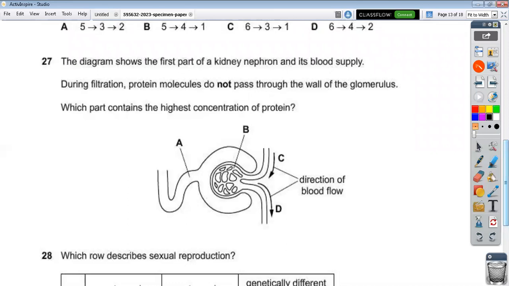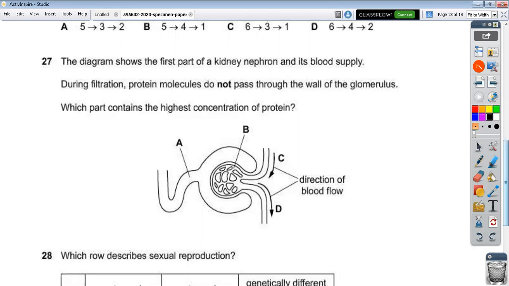Now the diagram shows you part of the kidney, the nephron, and its blood supply. During filtration, protein molecules do not pass through the walls of the glomerulus. Which part contains the highest concentration of protein? So again, you need to know your excretion topic. Which part contains the highest?